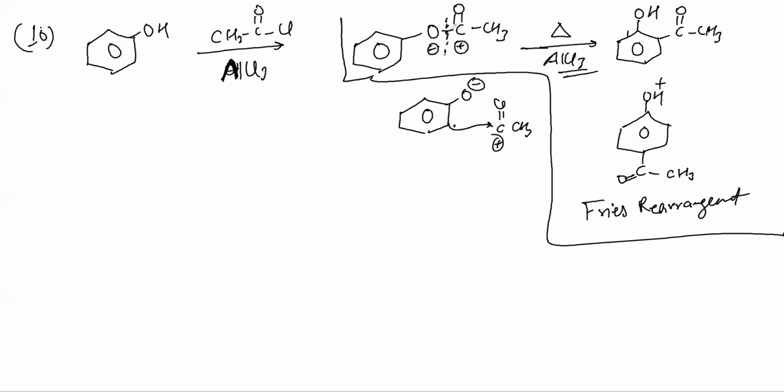Why did I break this bond? Can you explain one more time? Because see, I got two things. One phenoxide, one this carbocation. Both are stable. That's why I broke this bond only.